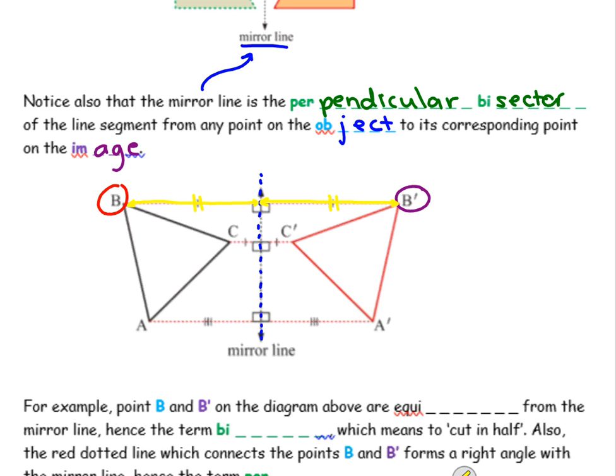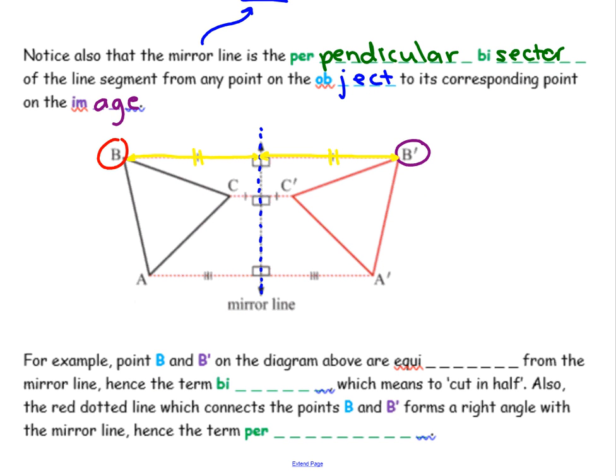Similarly, below you see A. The distance from A to the mirror line is the same as the distance from A dash to the mirror line. Same thing, point C. The point C's distance from the mirror line is the same as the point C dash's distance from the mirror line. That's all they're pointing out in that sentence. So here we've just tried to elaborate a bit on that. For example, point B and B dash in the diagram above are something from the mirror line. What was that special word again? Equidistant.